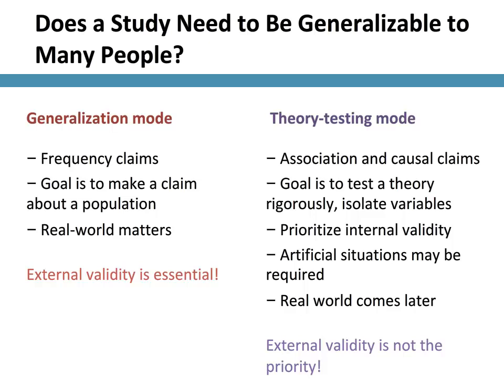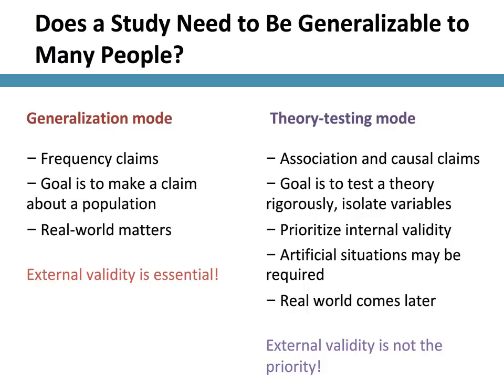Your goal is to test a theory. You want to isolate variables. You really want to get down to the nitty-gritty of that theory. Here you're prioritizing internal validity, making sure that you have the best designed study that you possibly can. You're probably going to have to introduce artificial situations. You'll pull people into the lab, maybe you do a questionnaire, those kinds of things. External validity is not at all a priority here. The priority here is having a well-designed study, really drilling down to the basics of the theory you're investigating. And you know that the real world will come later.